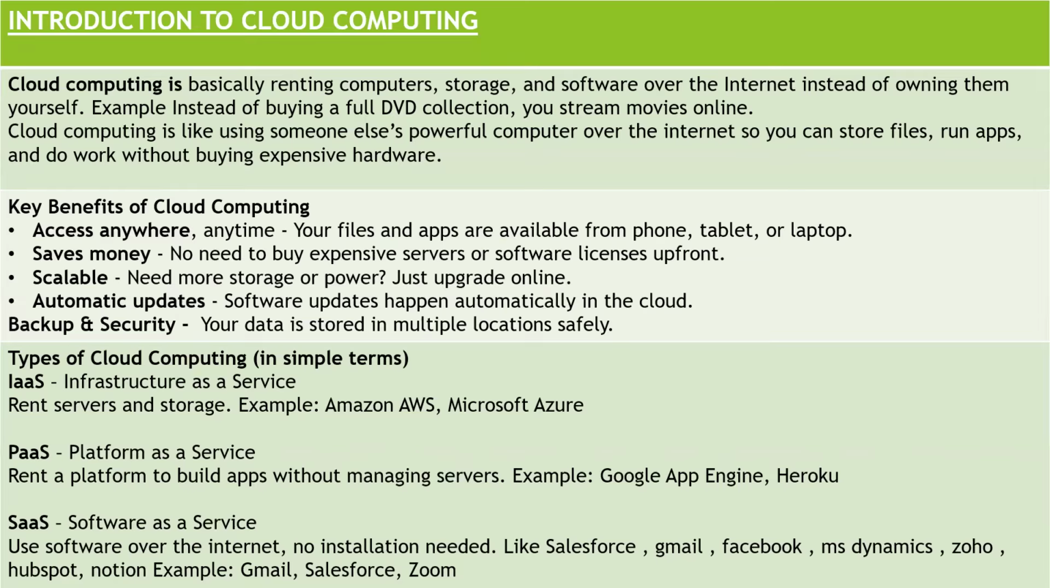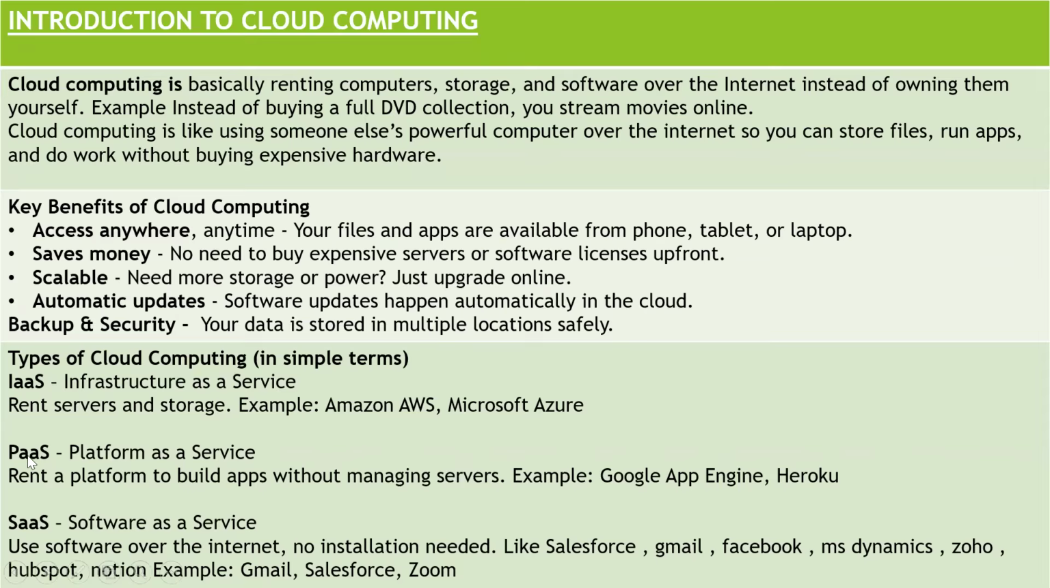IaaS is infrastructure as a service, wherein you rent a server and storage. For example, you can buy Amazon AWS space server and use it. You can use Microsoft Azure also. Here you can make your own web services. So what is a web service? You will understand later on. For now, you can understand that these are the open source where we can build our web services.